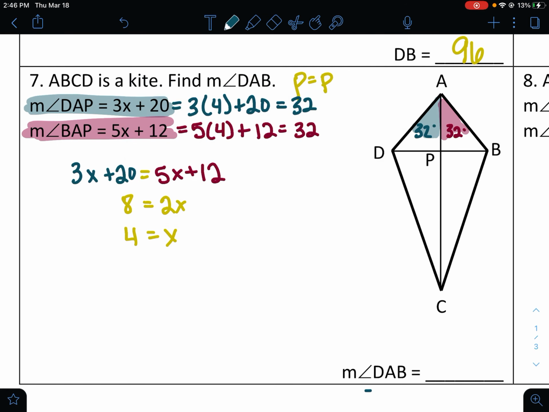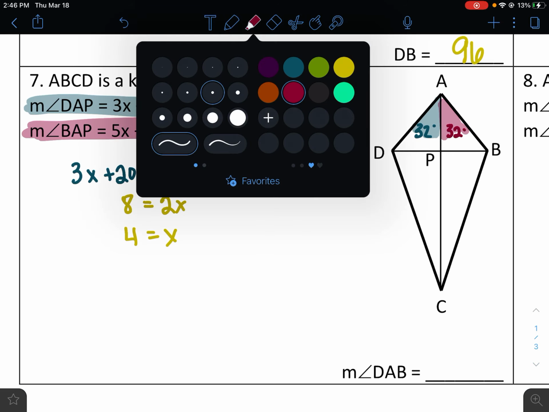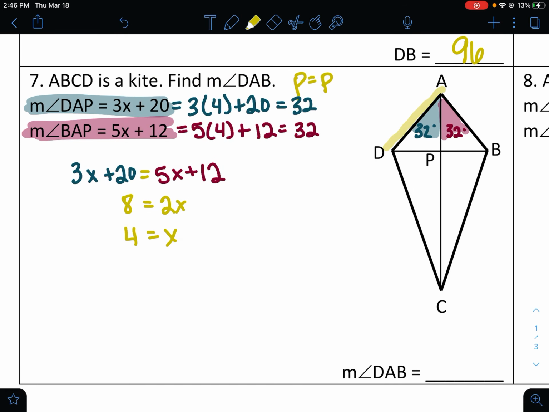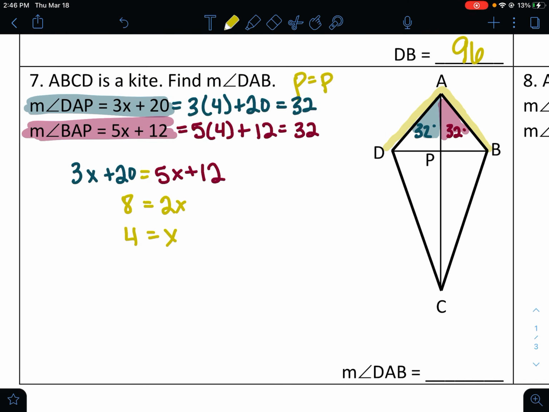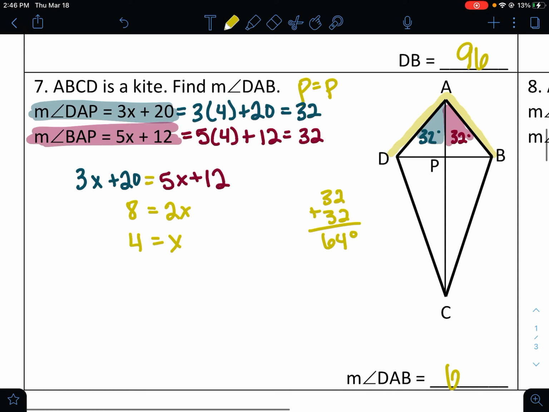And then it says to find DAB, which is the whole thing. So you got to add them together. So if I add 32 and 32, that's just going to be 64. So DAB is 64 degrees.